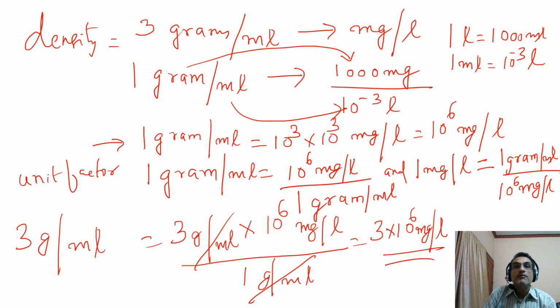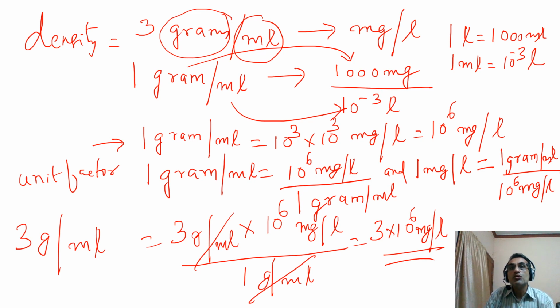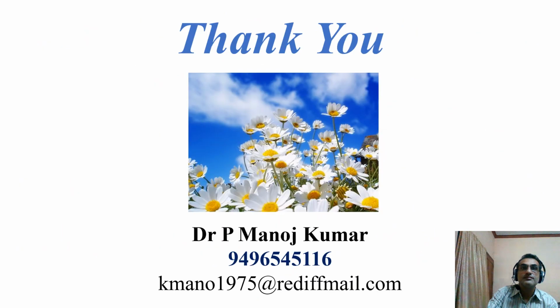So we will have cases wherein a combination of two units will be there, like grams per ml. They also can be suitably converted to the required units by following the unit factor method. So with this, we have discussed in detail how the unit factor can be employed for the conversion of units from one system to another system.